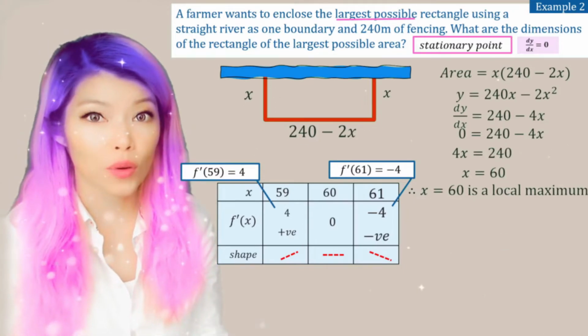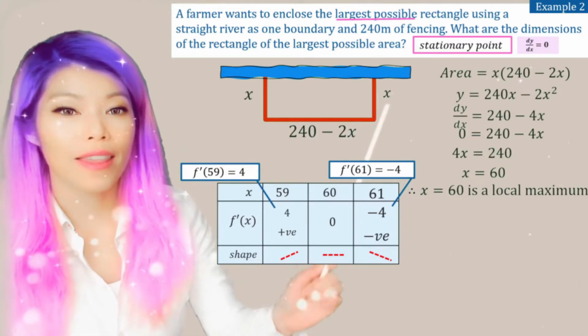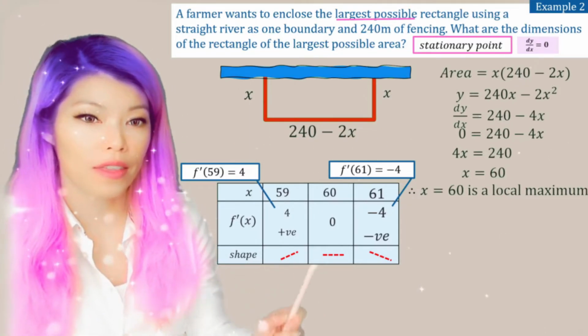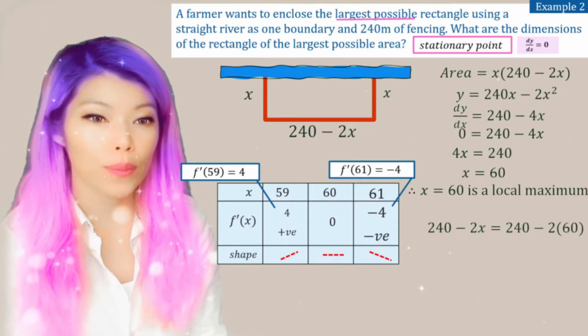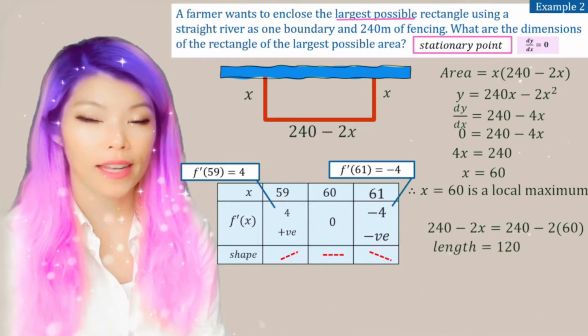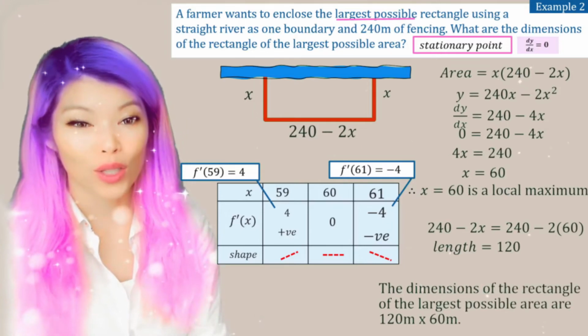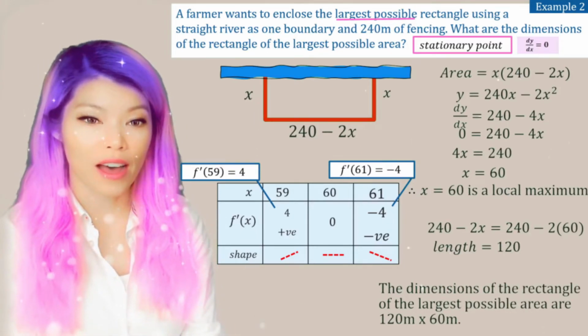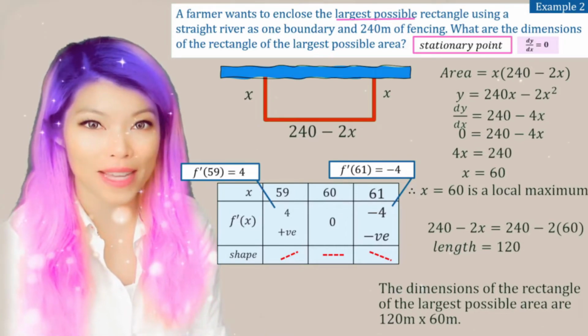Have we answered the question? Just check. What are the dimensions? So we found one side. Now we have to find the other side as well. 240 minus 2x, where x is 60, plug it in and we can see that the length is 120. So the dimensions of the rectangle of the largest possible area are 120 by 60 meters.